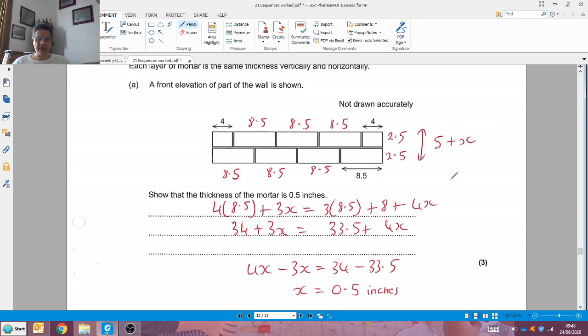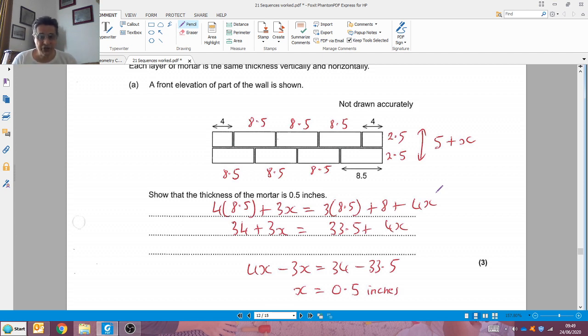So I'm going to set up an equation. 4 plus 8.5 plus 8.5 plus 8.5 plus 4 plus 1, 2, 3, 4 unknown thicknesses of mortar should make 8.5 plus 8.5 plus 8.5 plus 8.5 plus 3 unknown thicknesses of mortar. I've verbalized the equation.